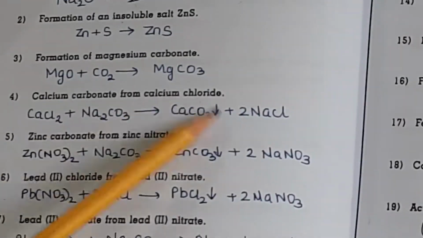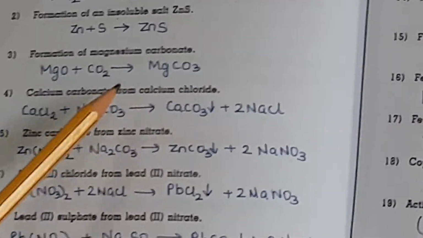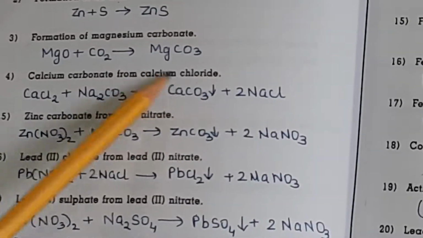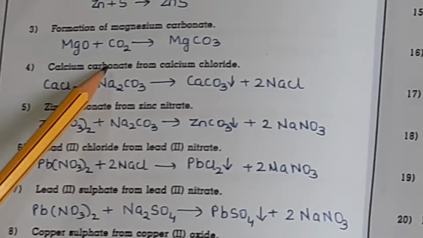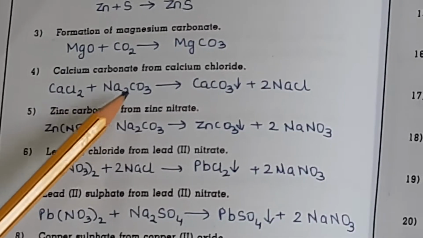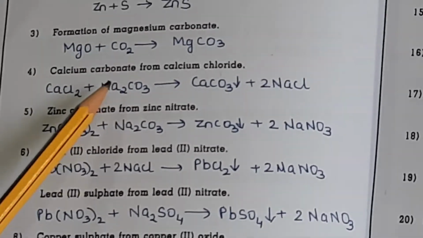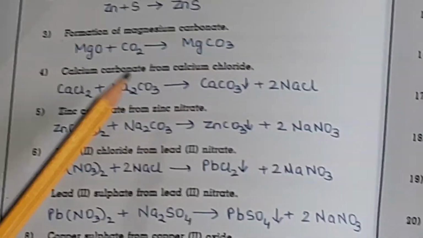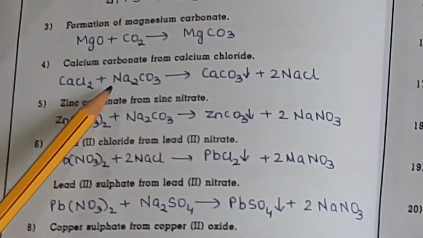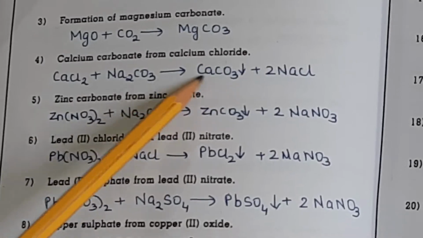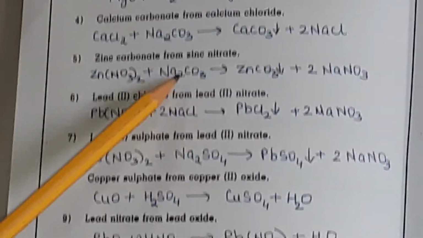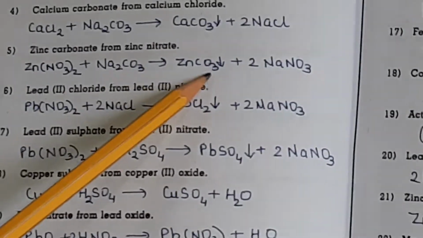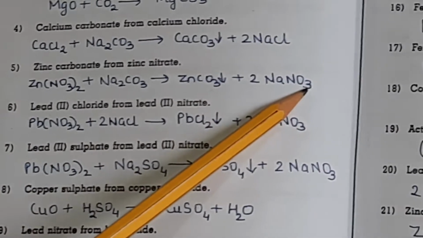Calcium carbonate from calcium chloride. So you have to form CaCO3 using calcium chloride. Whenever you have to form calcium carbonate, you have to react one of the substances as a carbonate. Sodium and potassium are highly reactive, so safest to react them. So CaCl2 plus Na2CO3 will give you CaCO3 precipitate plus 2NaCl. Zinc carbonate from zinc nitrate, so zinc nitrate plus Na2CO3, ZnCO3 precipitate plus 2NaNO3.